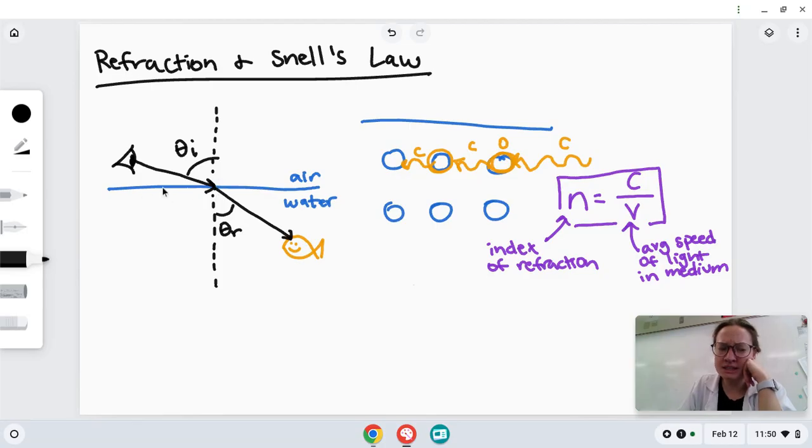This fish is going to think the same way that you think. Its eyes say, I only see in straight lines, and so its brain is going to trace this little light ray back and say, where did it come from? And it'll say, oh, yes, I see. It looks like that human being is up here. Like that. So the fish will see you up a little bit higher than you actually are.